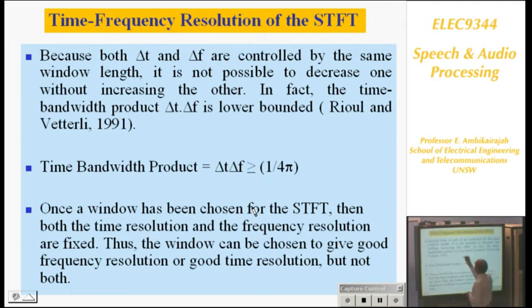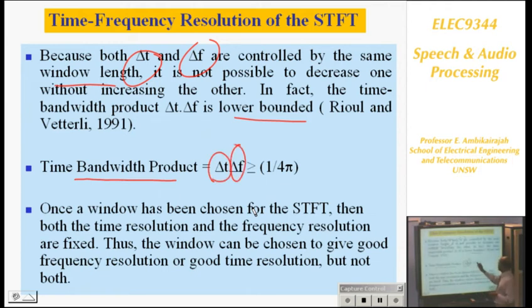Both delta t and delta f are controlled by the same window length, you know that. One window you're using to control both. So you can't have both at minimum. So you have to follow a bound principle, which is an uncertainty principle, where they have shown that the time bandwidth product, delta t multiplied by delta f, is greater than or equal to 1 over 4 pi. Or think of this as a constant k, for example.